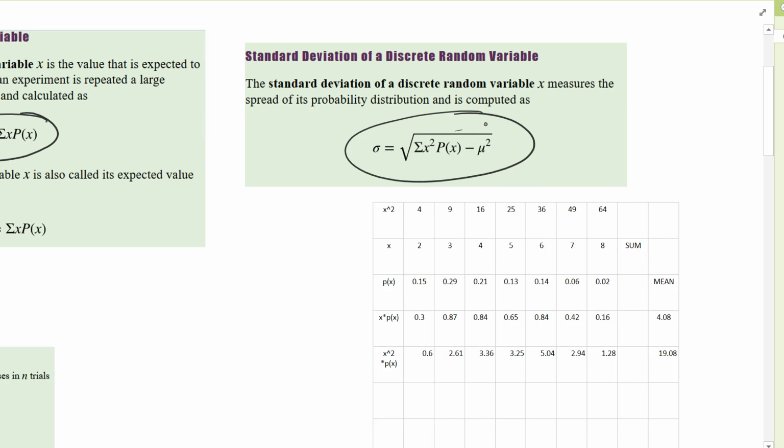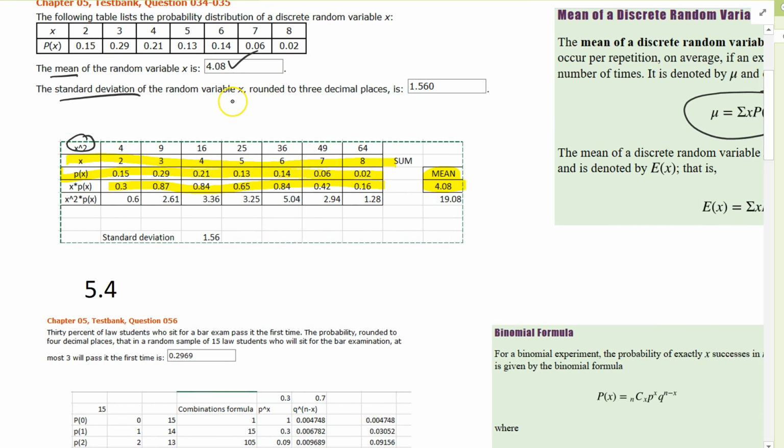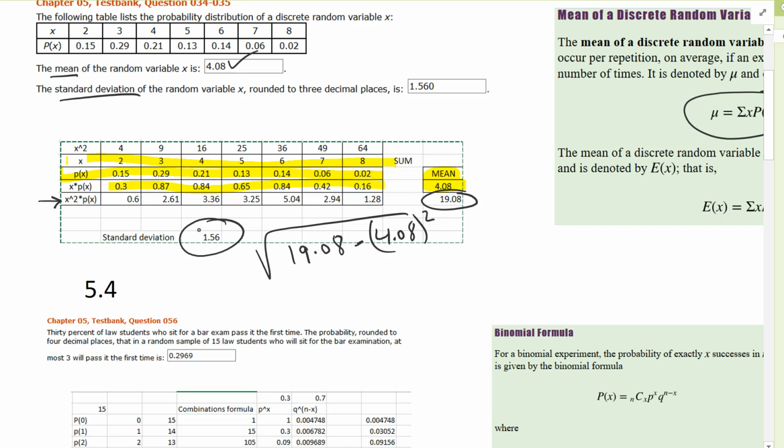Standard deviation is found by taking the sum of x squared times the probability minus the mean squared, and then taking the square root of that. So calculating x squared in Excel, I did that, and then I took x squared times the probability, and I added that together. So then I take the square root of 19.08 minus 4.08 squared, and I get the standard deviation. So those are just some examples of how it's done. Excel gave me a shortcut, so I don't have to plug it in my calculator.